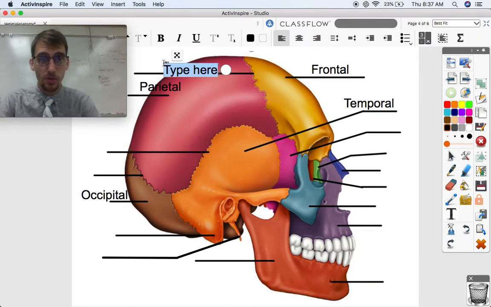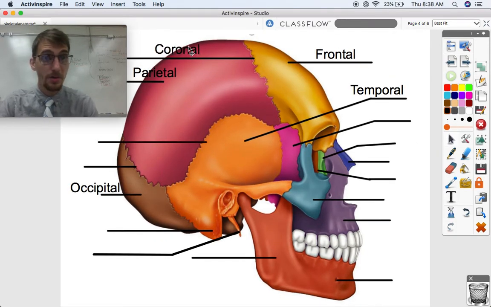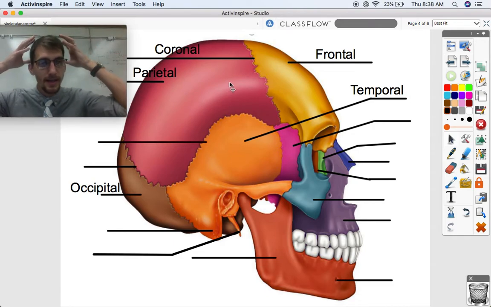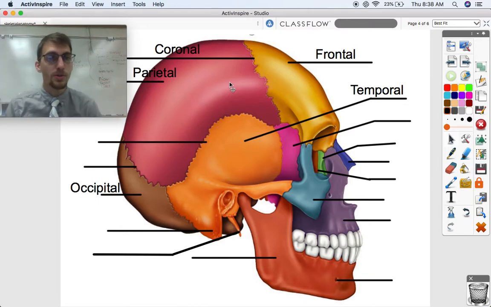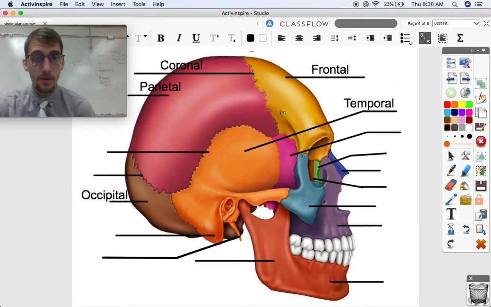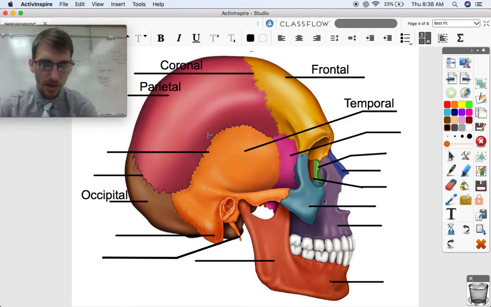All right, so that's what we're going to talk about next. The suture up here is called the coronal suture. Coronal is referring to a crown. That's where a crown would sit, right by your coronal suture. Corona means crown. Moving on from there, the coronal suture separates the frontal bone and the parietal bone.